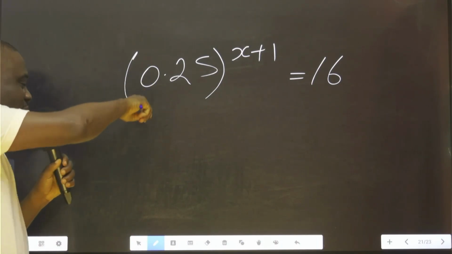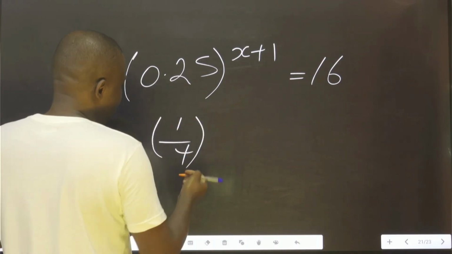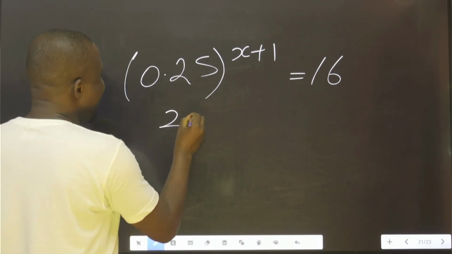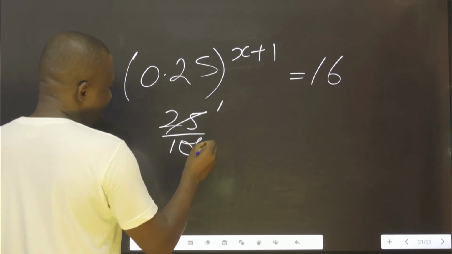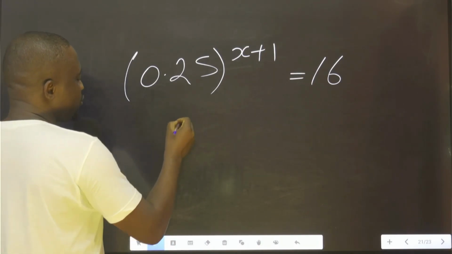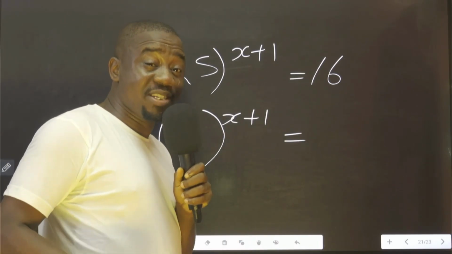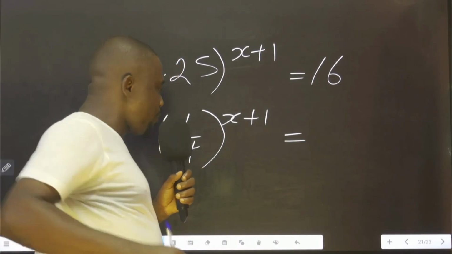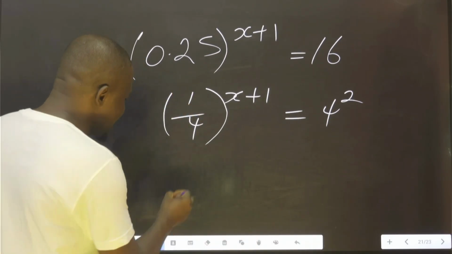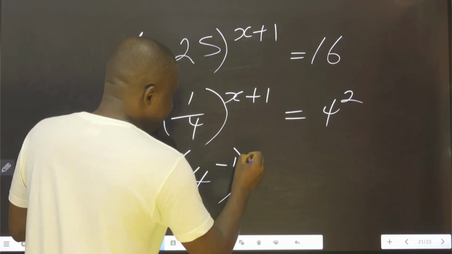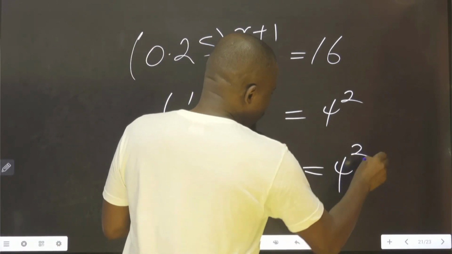Let's look at this. What is the meaning of 0.25? It means 1 over 4. Or I can say it means 25 over 100. Then if you divide this by 25, you have 1 here, you have 4. Okay? This means 1 over 4 raised to power x plus 1 equals to 16. What is the meaning of 16? 16 means 4 raised to power 2. What is the meaning of this again? Minus 1. That is 4 raised to power minus 1 x, and 1 will still be here. 4 raised to power 2.